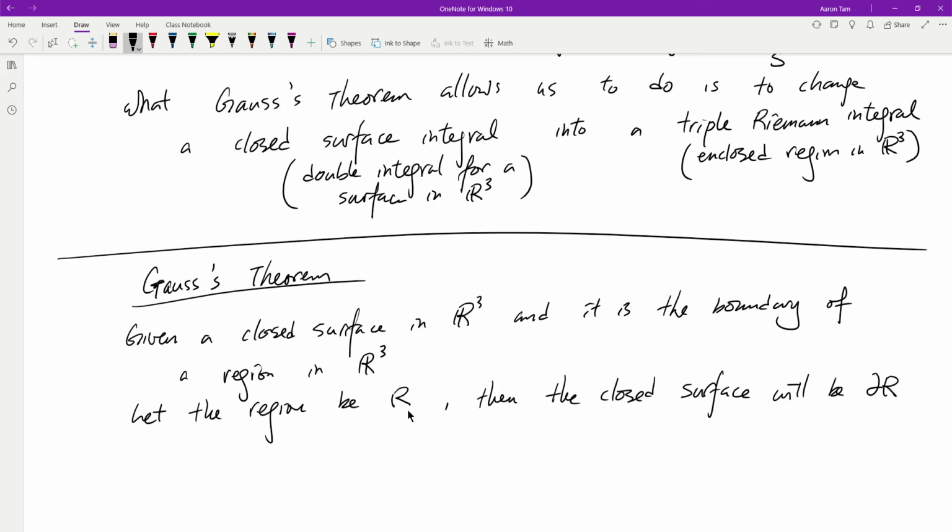So here you can think of R as like the sphere, and then dR would be the surface of the sphere. Or R could be the cube, and dR would be the surface of the cube. R could be the hemisphere, and then dR would be the surface of the hemisphere, plus the circle on the bottom. And if R is the cylinder, then dR would be the top circle, bottom circle, and the lateral surface altogether. So that's how that works.